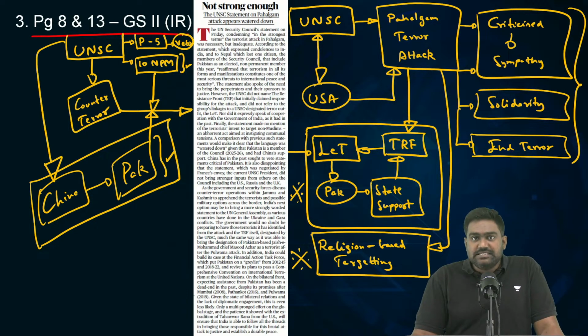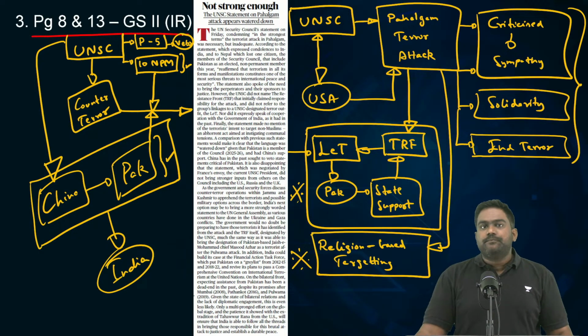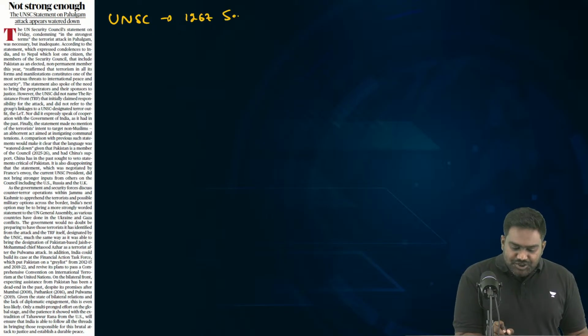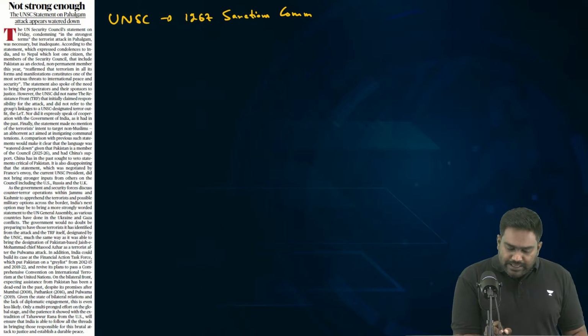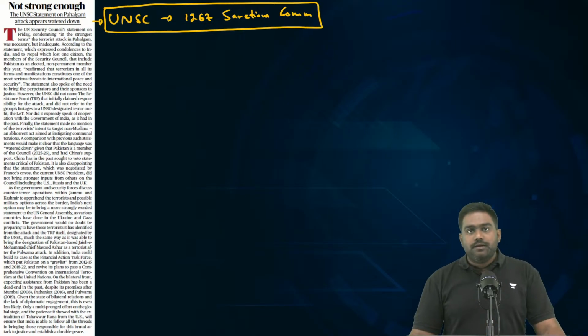This is something that is concerning. And obviously, India is well aware of these tactics. It's not happening for the first time. China has shielded Pakistan many times in the past at the United Nations. For example, at the UN Security Council, there is a sanctions committee, the 1267 sanctions committee, through which global terrorists can be designated and sanctions can be imposed on them.